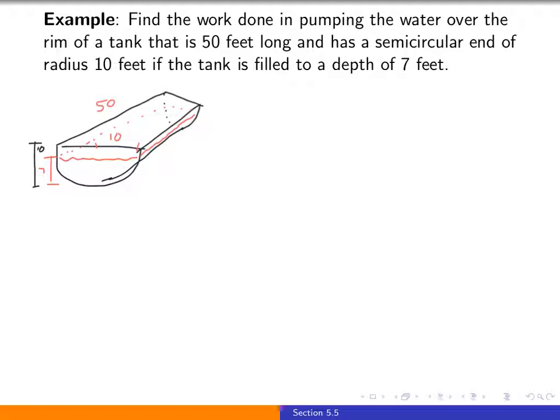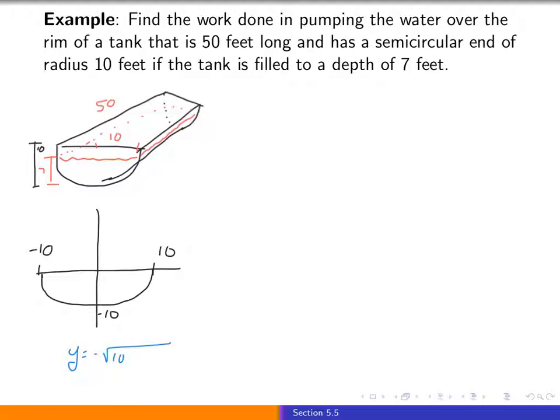So let's go ahead and think about what's going on in terms of just the end cap here. I want to draw that picture just a bit larger. So we have the bottom half of a circle of radius 10. I'm going to embed that in an axis just to give myself some scale to work with. So this would be 10, minus 10. And the function that would represent the bottom half of a circle of radius 10 is y equals minus the square root of 100 minus x squared.